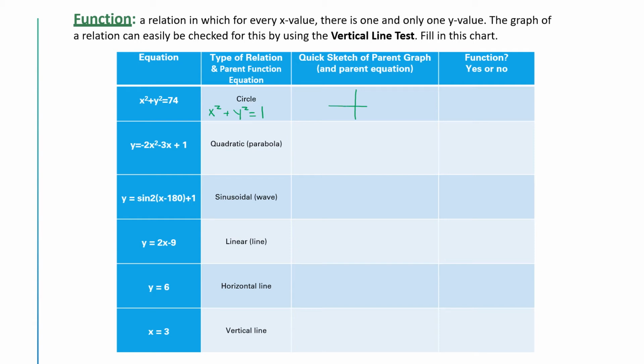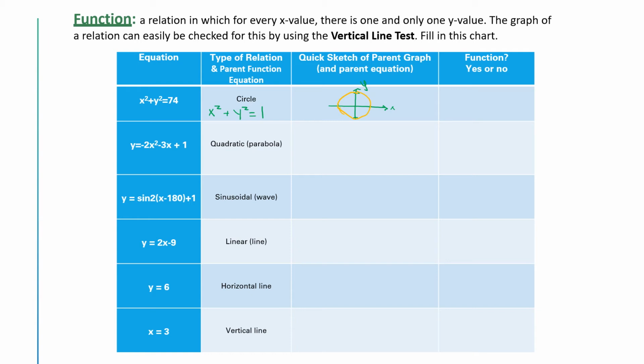So here's my x and y axis. X, y. The circle has a radius of 1, so I'm going to just put a 1 here. That's about 1 unit all the way around here. So my picture would look like this.